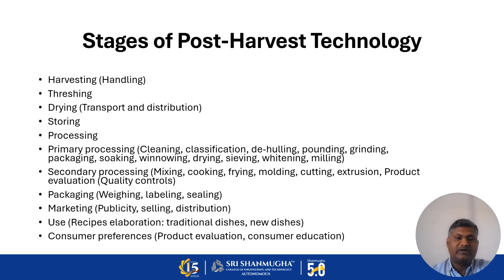So there are several stages in the post-harvest technology, such as harvesting, threshing, drying, storing, processing, primary processing. Primary processing includes cleaning, classification, dehulling, pounding, grinding, packaging, soaking, winnowing, drying, sieving, whitening, milling. Such kind of activities will be done. Then secondary processing, such as mixing, cooking, frying, molding, cutting, extrusion, product evaluation, that means quality control.